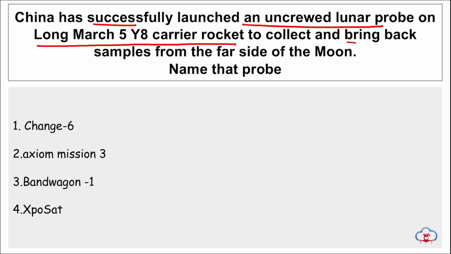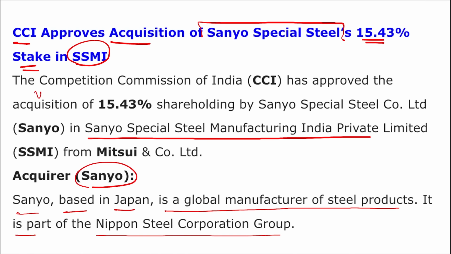Next, China has successfully launched an uncrewed lunar probe on a Long March 5 Y-weight carrier rocket to collect and bring back samples from the far side of the moon. What is the name of that probe? The name of that probe is Chang'e 6. Correct? Chang'e 6 is the name of that lunar probe, launched using the Long March 5 Y-weight carrier rocket, and it was CNSA.